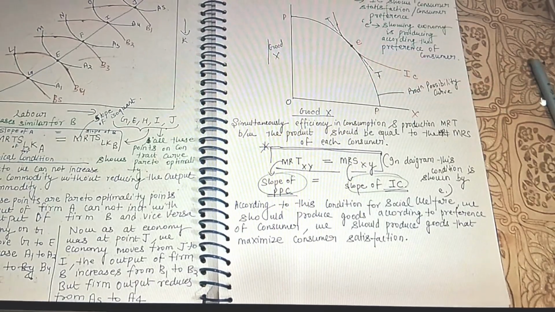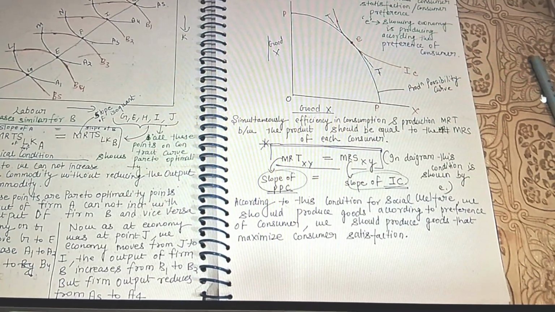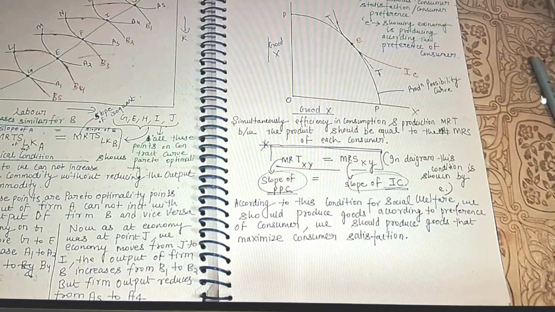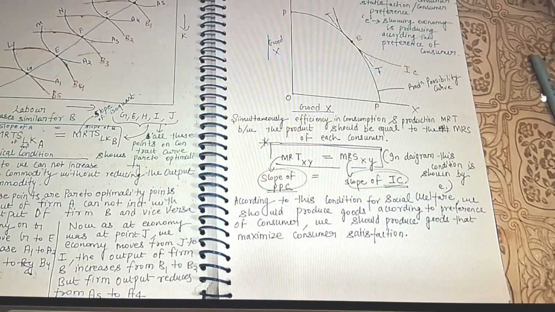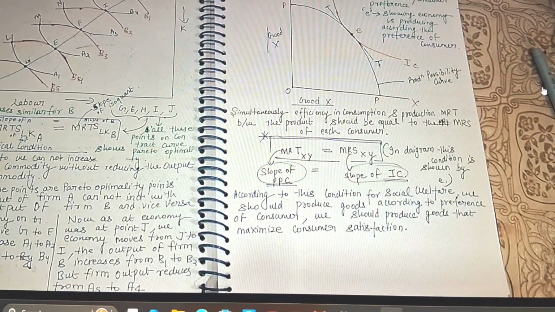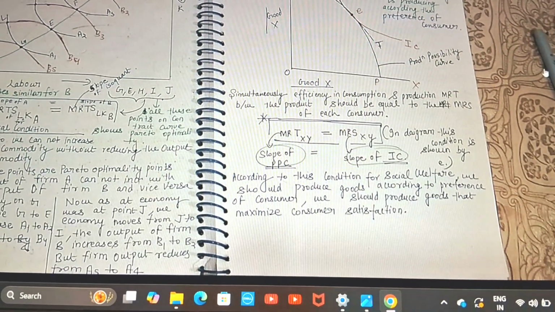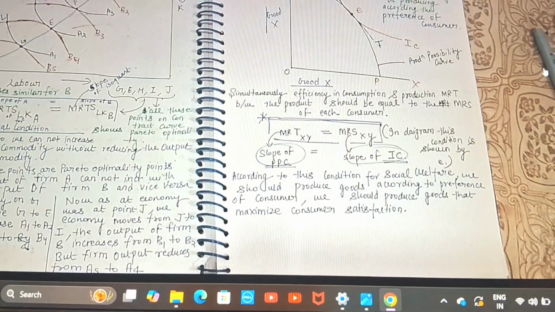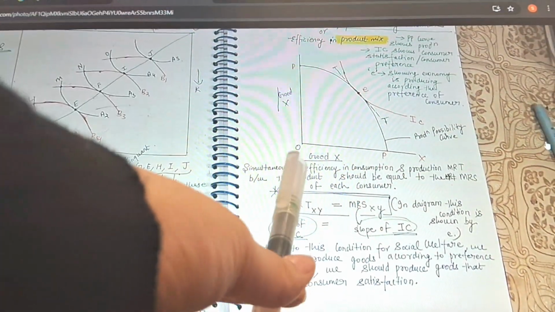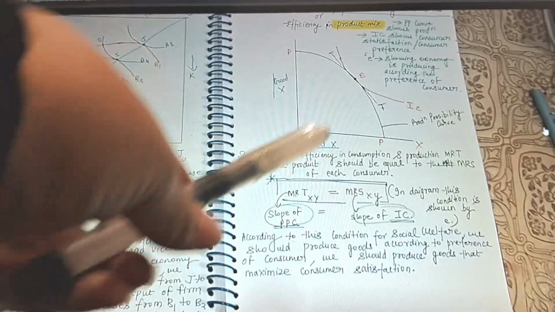So I'm going to talk about the first and second conditions and the third condition that summarizes the first and second, which we call the efficiency in allocation of factors among commodities, or the efficiency in product mix. So you can see the diagram over here.